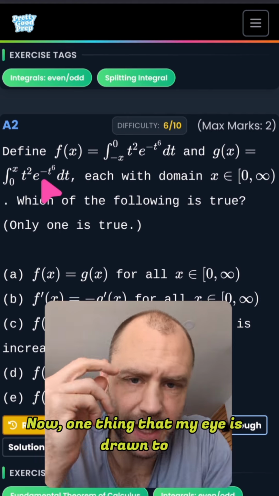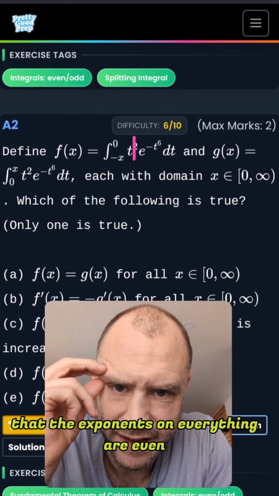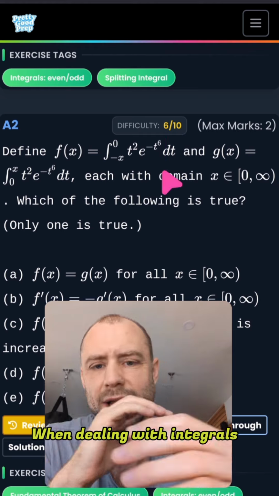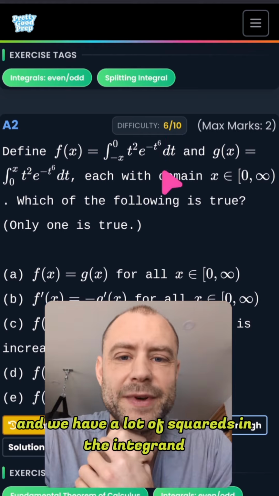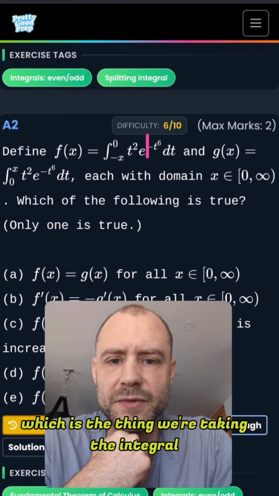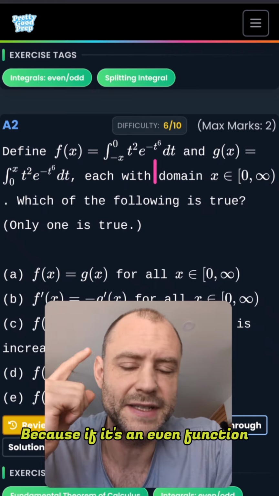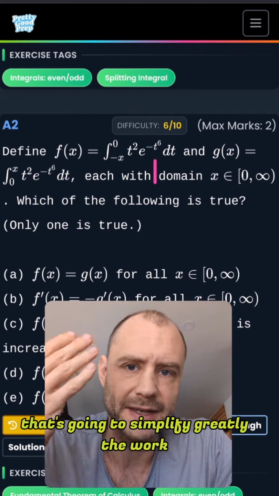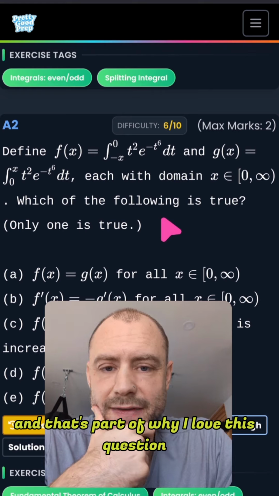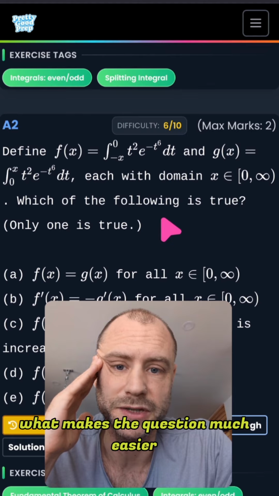Now, one thing that my eye is drawn to when I'm looking at this question is the fact that the exponents on everything are even. So it's t squared here and t to the 6th. When dealing with integrals, and we have a lot of squareds in the integrand, which is the thing we're taking the integral of, I'm thinking, is this an even function? Because if it's an even function, a lot of the time that's going to simplify greatly the work that we have to do. And that's part of why I love this question, because they're testing, are you able to spot that? Because that's really what makes the question much easier.